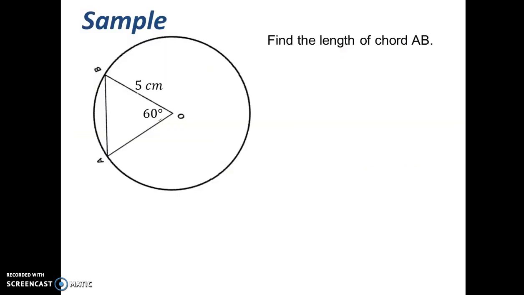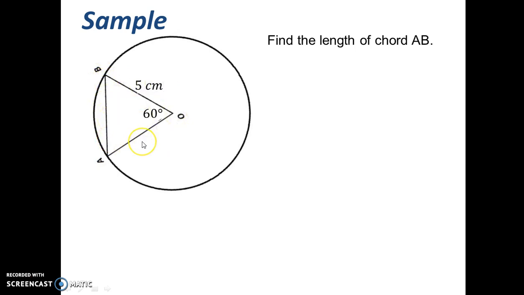So let's take a look at this sample on your page. We have this circle, we have a chord AB, we have this central angle of 60 degrees, and we see that the radius is 5 centimeters long. So that would be 5 centimeters as well. And it says find the length of chord AB. So how long is this?